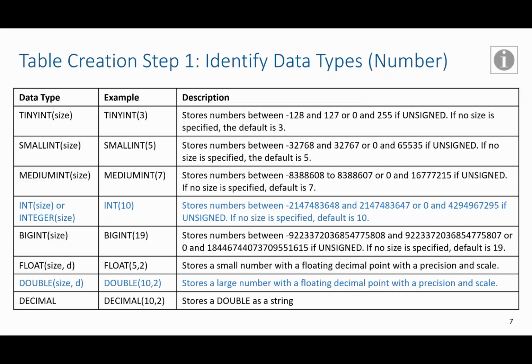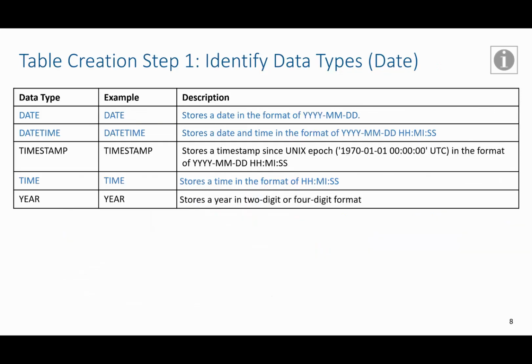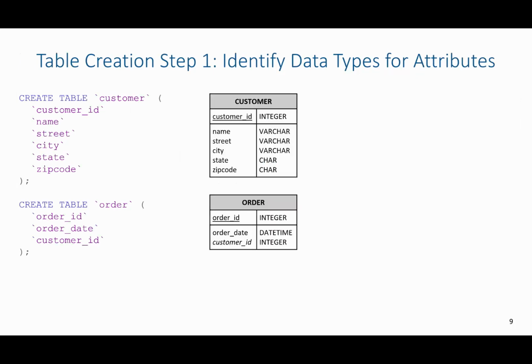Float is a smaller double, and decimal is a double that is stored as a string, which is basically stored as text. The next type of data type is date. Date records the date. Date time records the date and time. Time records the time, and year records the year. Timestamp is going to actually get the current timestamp of now. In order to do this, we would write the create table script, create table customer, and then list out all the fields, and then we're going to identify the data types for each.